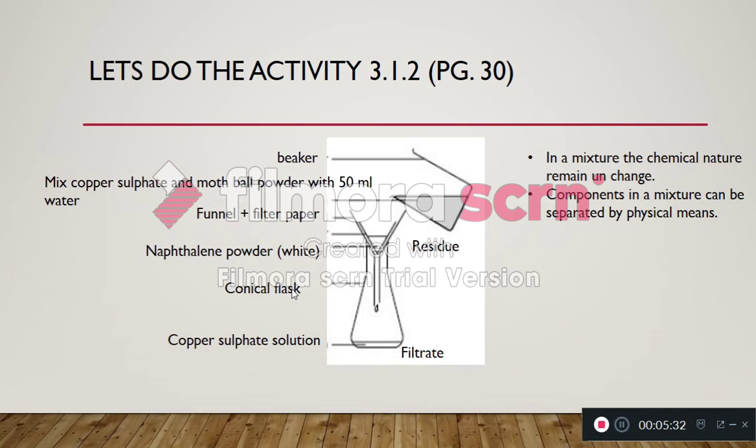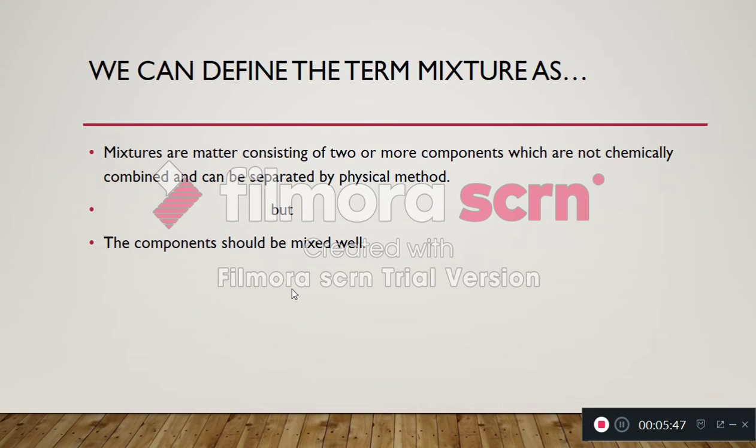Here you use a physical separating method. So we can say that mixtures can be separated into their components by using a physical method. Thus we can define the term mixture as a matter consisting of two or more components which are not chemically bound and that can be separated by using physical methods. And remember, these components should be mixed well.